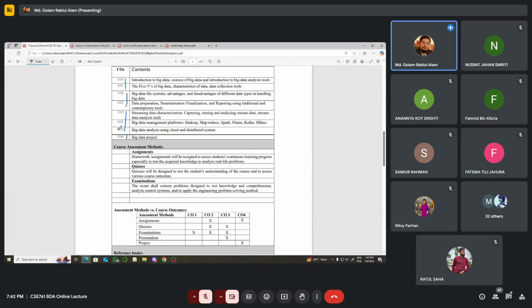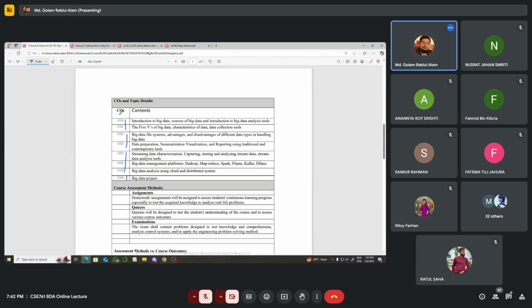Course outcome 1 will cover these contents, specifically the introduction to big data, sources of big data, and introducing big data analysis tools. Then the 5 V's we will discuss in detail. Those will cover CO1. Big data file systems, advantages, disadvantages, and different types of file handling with big data will cover CO2, and also data preparation, summarization, and visualization are covered under CO2.